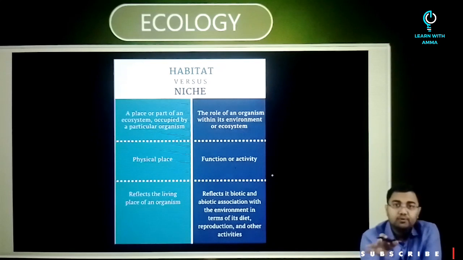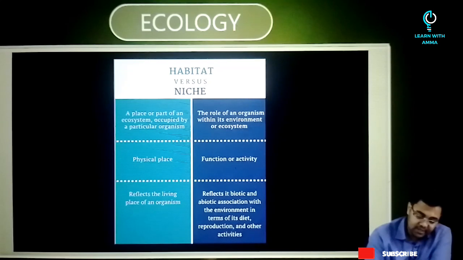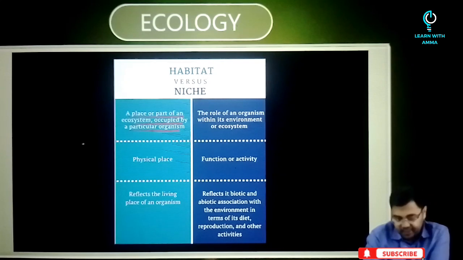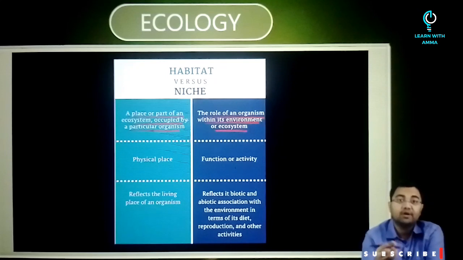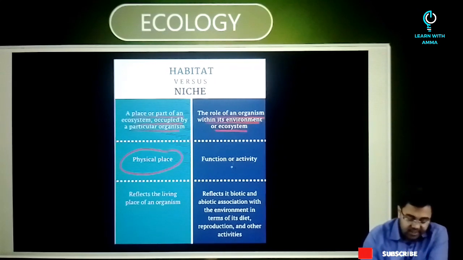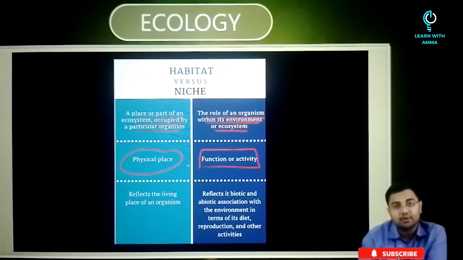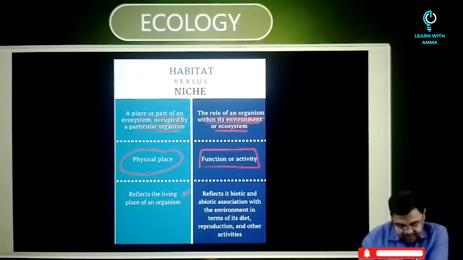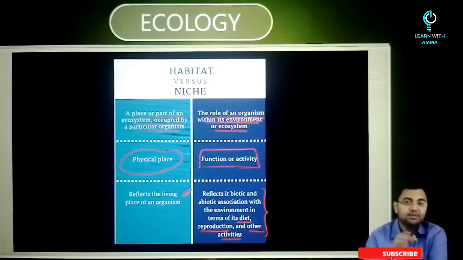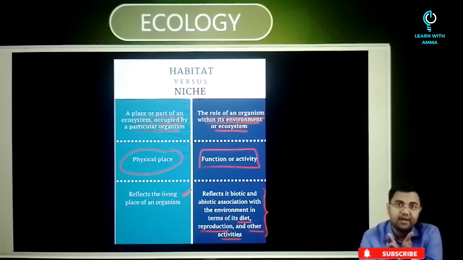So if I have to conclude and summarize the difference between habitat and niche, first of all, understand that habitat is a place or a part of ecosystem occupied by a particular organism. The role of an organism within its environment or ecosystem will be called its niche. So habitat is a physical place, and niche is the function or activity of the organism. It reflects its biotic and abiotic association with the environment in terms of its diet, reproduction, and other activities. So this is how we can differentiate between habitat and niche.